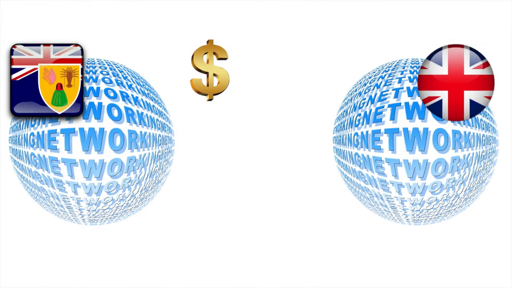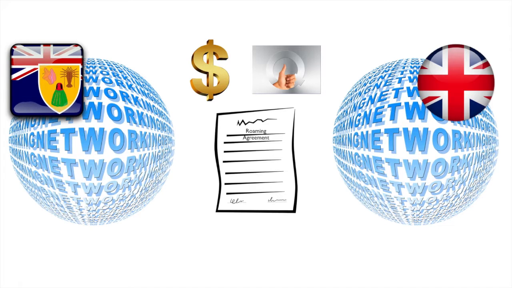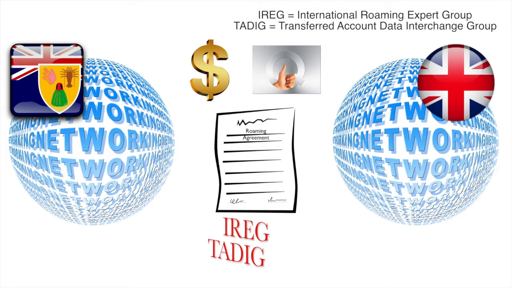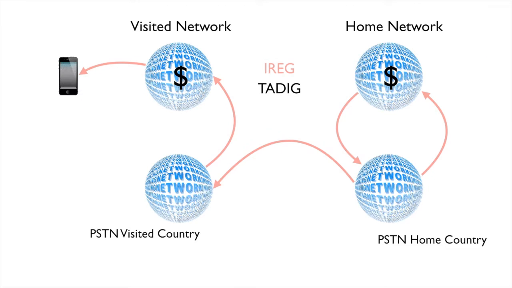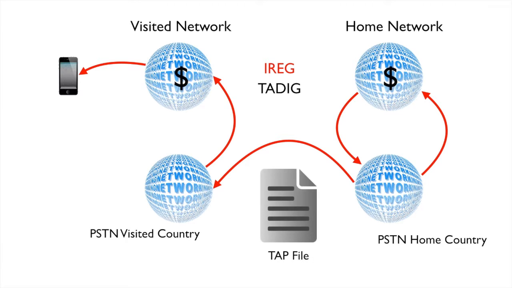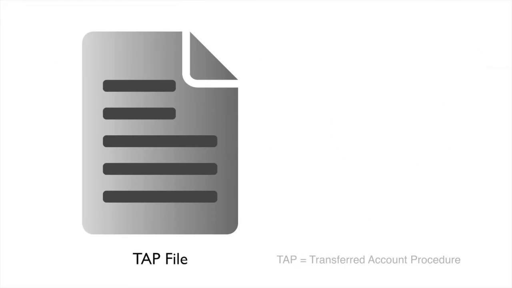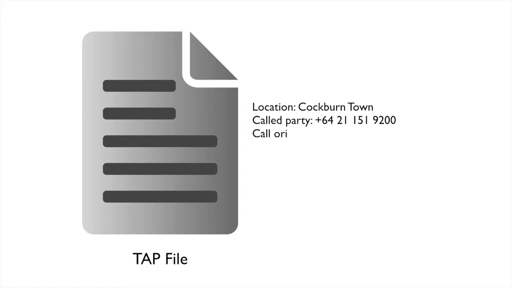For billing and call quality reasons, a roaming agreement must be made between the home and visited network operators. This agreement is established after a series of testing processes called IREG or TADIG. The IREG testing ensures the proper functioning of the established communication links. The TADIG testing is to check the correct billability of the calls. The billing information for a postpaid roaming subscriber is captured in a TAP file. The TAP file contains details of calls made by the roaming subscriber and includes location, called party, time of call, and duration.